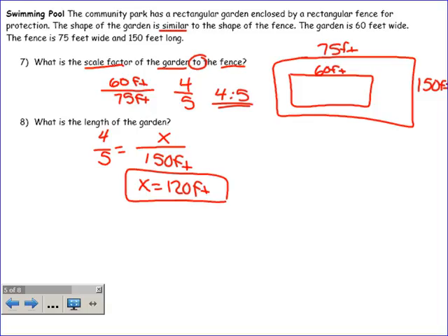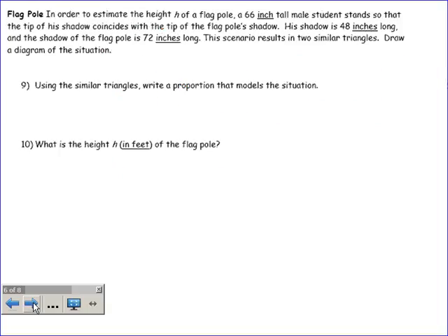Don't have any questions so far on any of the problems we've done or the one we skipped? We okay? All right. Flagpole. In order to estimate the height of a flagpole, because you can't really just go out there and use a ruler for a flagpole, you can't measure it, a 66-inch tall male student stands so the tip of his shadow coincides with the tip of the flagpole's shadow. His shadow is 48 inches long, and the shadow of the flagpole is 72 inches long.